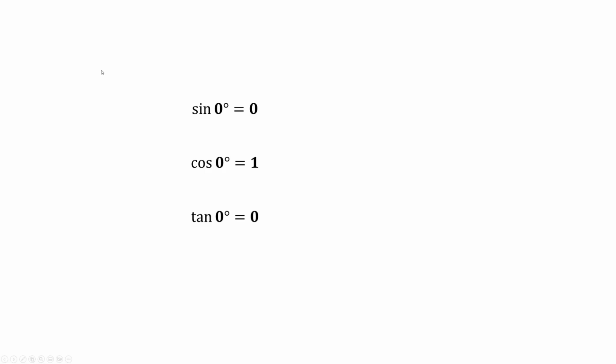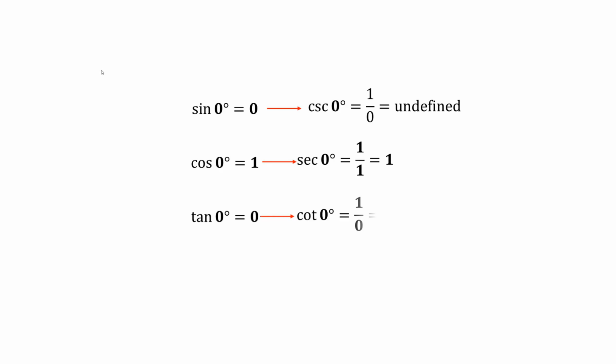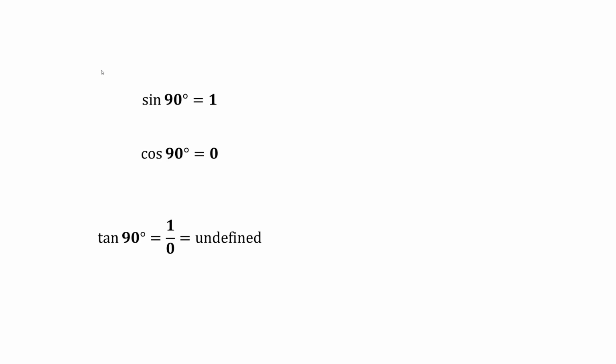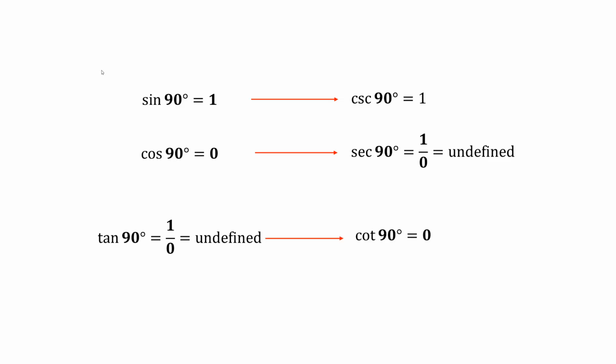The bottom line is that sine 0 is 0, cosine 0 is 1, tangent 0 is 0. That means cosecant 0 is 1 over 0, the reciprocal of sine, so it's undefined. Secant 0 is 1 over 1, so it's 1. Cotangent 0 is 1 over 0, so it is undefined. Then sine 90 is 1, cosine 90 is 0, and tangent 90 is 1 over 0, so it's undefined. Cosecant 90 is 1 over 1, so it's 1. Secant 90 is 1 over 0, the reciprocal of cosine, so it's undefined. And cotangent of 90 is 0 over 1, so it is 0.